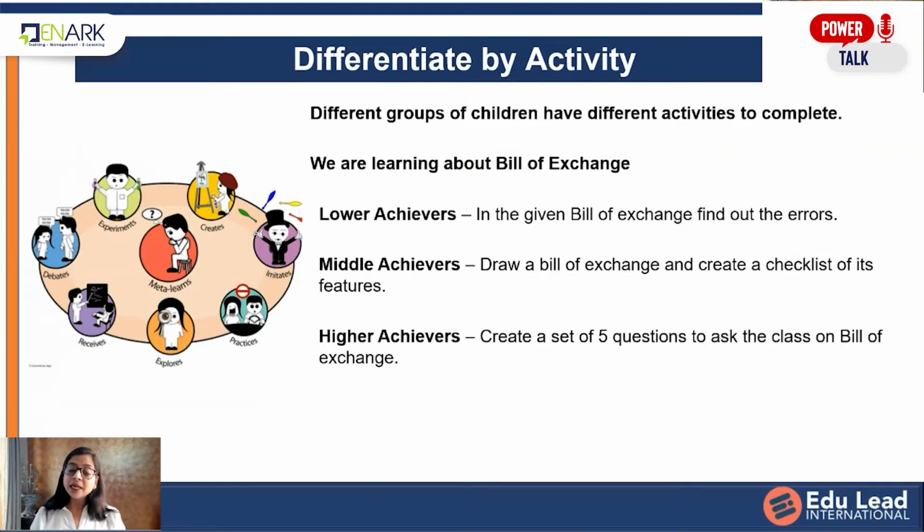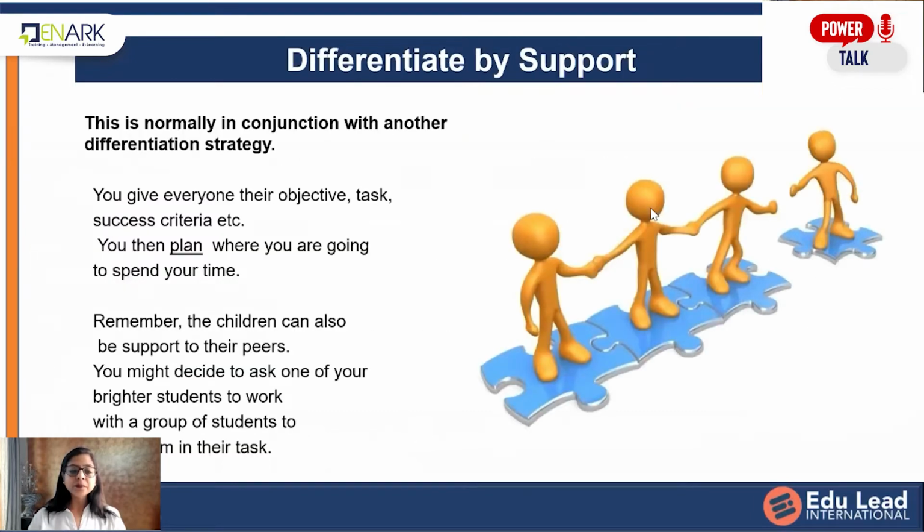For the middle achievers, draw a bill of exchange and create a checklist of its features. And for high achievers, create a set of 5 questions to ask the class on bill of exchange. So the high achievers are going to be creating questions which they can ask on bill of exchange. So to each one of them, according to their skill level, the task is being provided. So this is differentiate by activity.